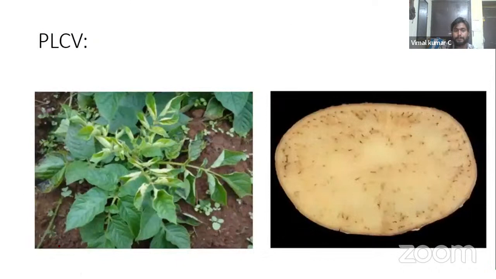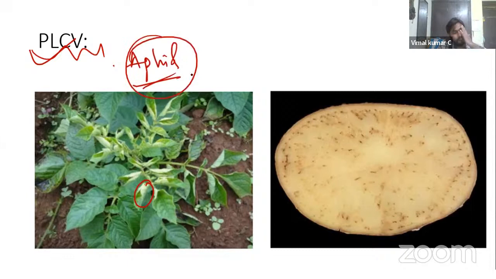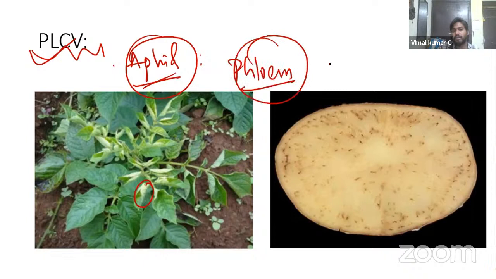Then the next one is potato leaf roll virus. This is the most important disease. To identify this, of course, the leaf will be rolled upwards. That is the first criterion. The second one is, you have to see whether it is an aphid-affected field. The aphids will be more in number, and the virus will be concentrated in the phloem.